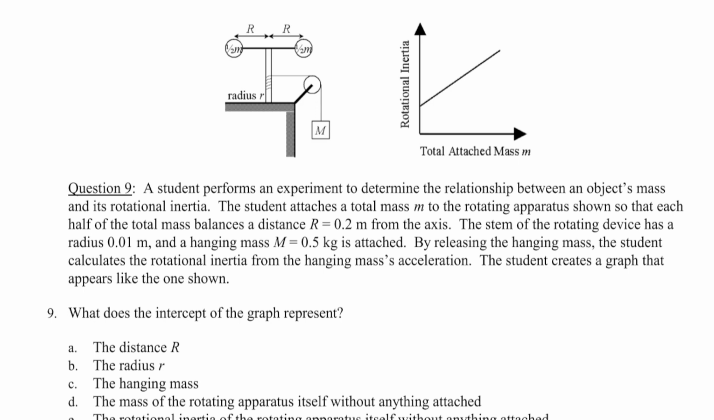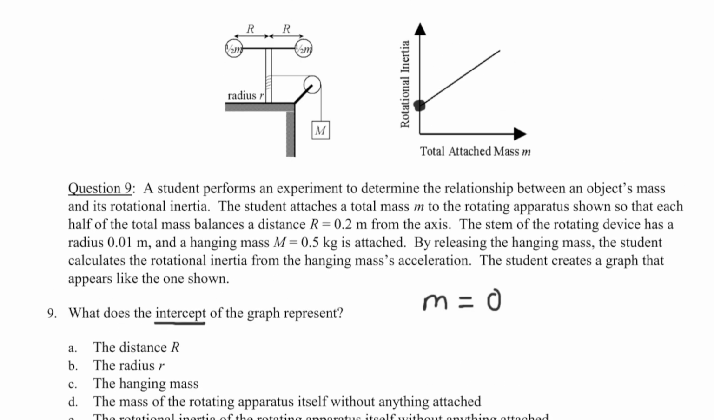So again, even though this is not a graph we've likely seen before, it doesn't change how we analyze it. We're asked for the intercept, which means what happens when the independent variable is equal to 0. So the rotational inertia when m equals 0 is given by this point. This is saying this point right here is the rotational inertia of the system if there is no extra mass attached.